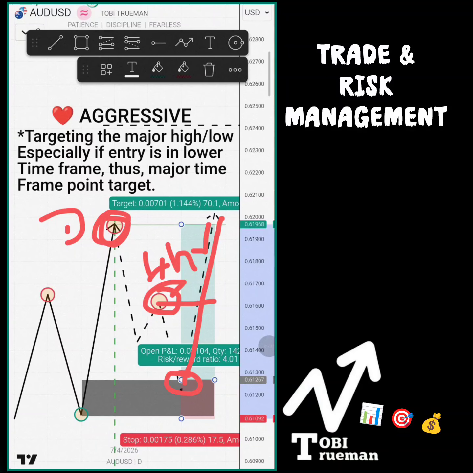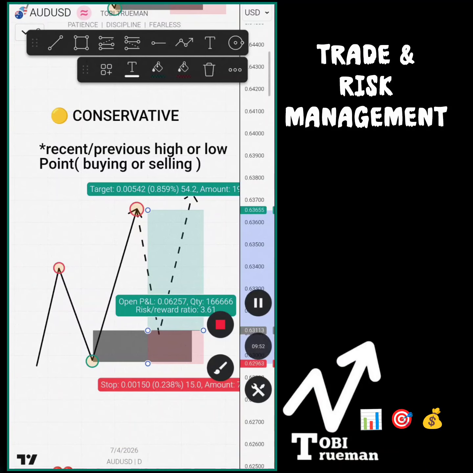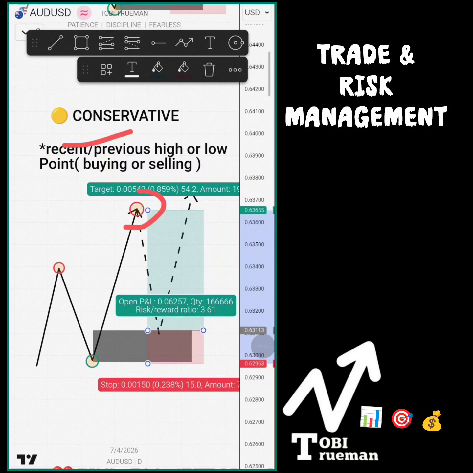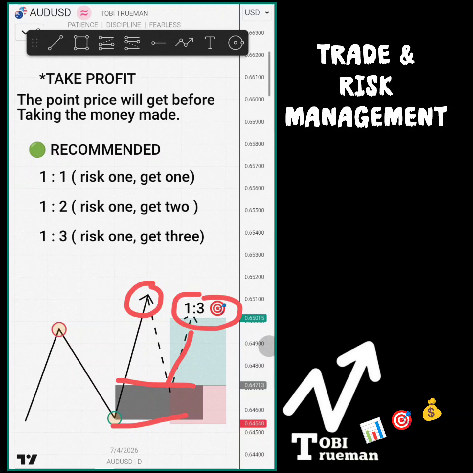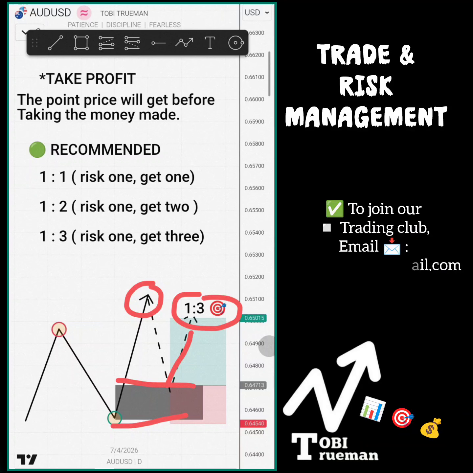So that is being aggressive with our take profit, whereby we target the higher time frame point of reference, whereas when we are being conservative, we target the recent or previous high point. And when we want to follow the recommended profit target, we don't care what the recent high or recent low point is. We only want to enter our trade and target just what is recommended for us, which for me is 1:3 if the trade meets all my criteria. That is how we take profit and set our stop loss.